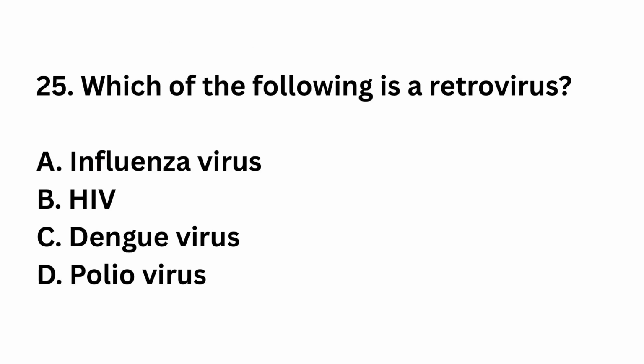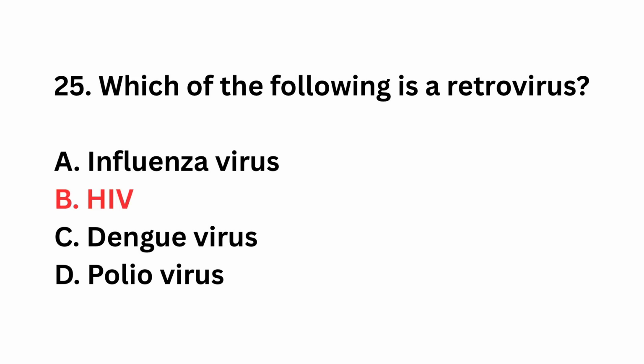Question number 25. Which of the following is a retrovirus? Influenza virus, HIV, dengue virus, polio virus. The right answer is option B, HIV. HIV contains RNA and reverse transcriptase enzyme. It integrates into host genome.